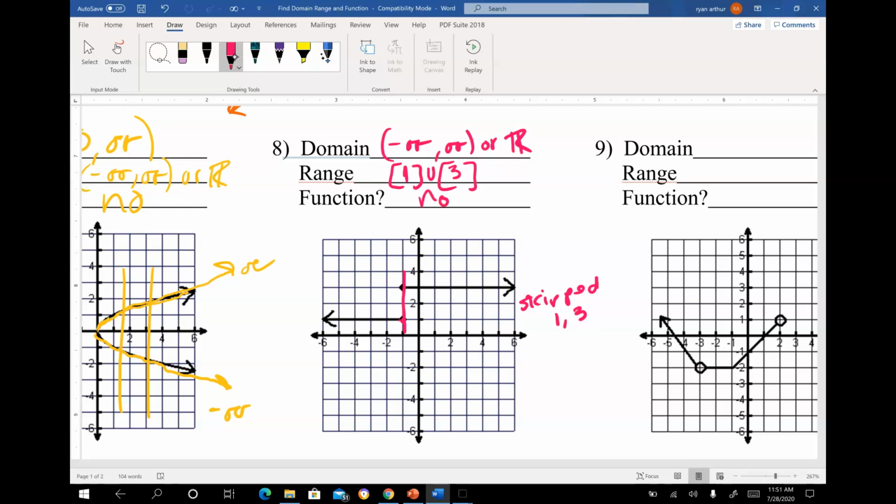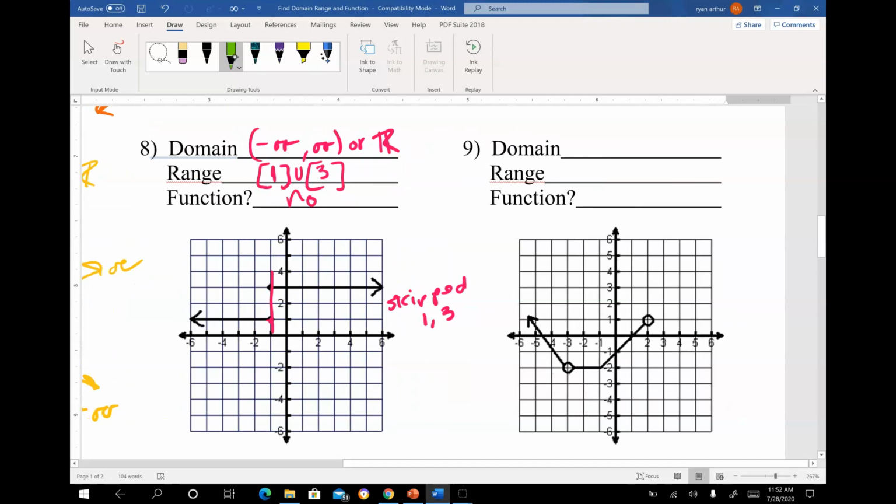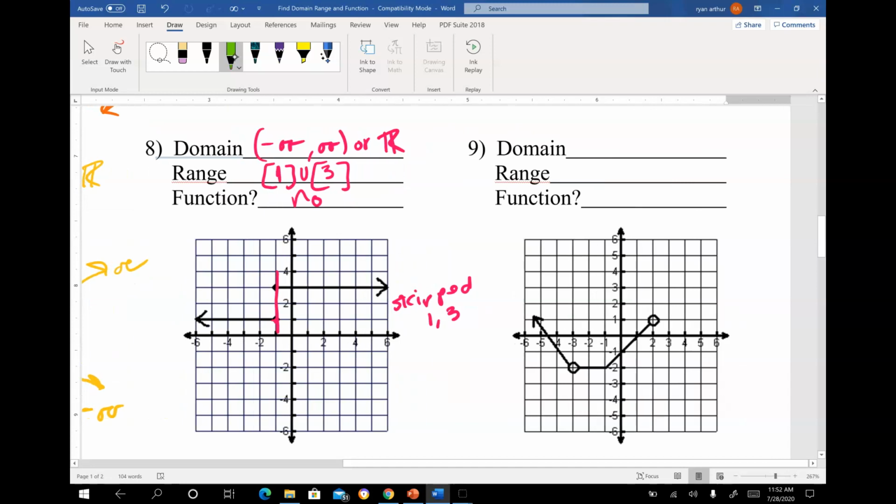Okay? And again, we're going to be doing more piecewise in another topic. All right, last one. So number 9, domain. How wide is your function? Well, this arrow means I'm going to keep going to the left, which is negative infinity. And then I actually stop at 2, but that's open, so that's a parentheses, and infinity is a parentheses.